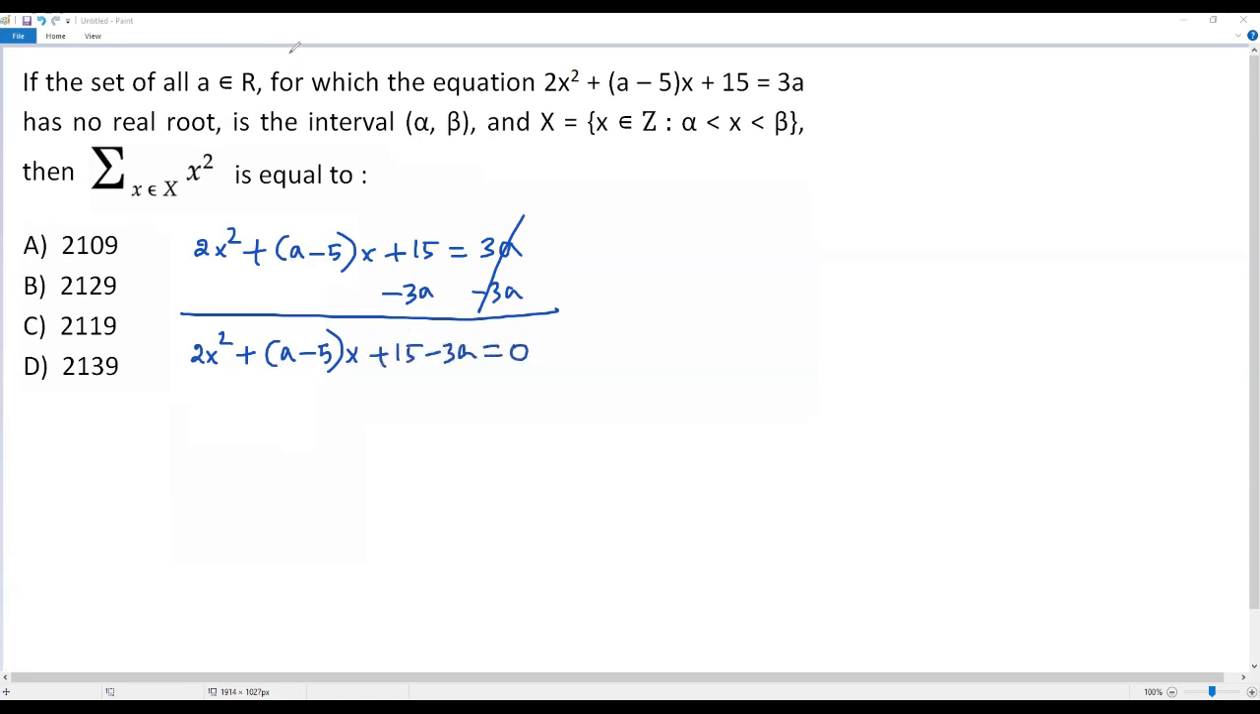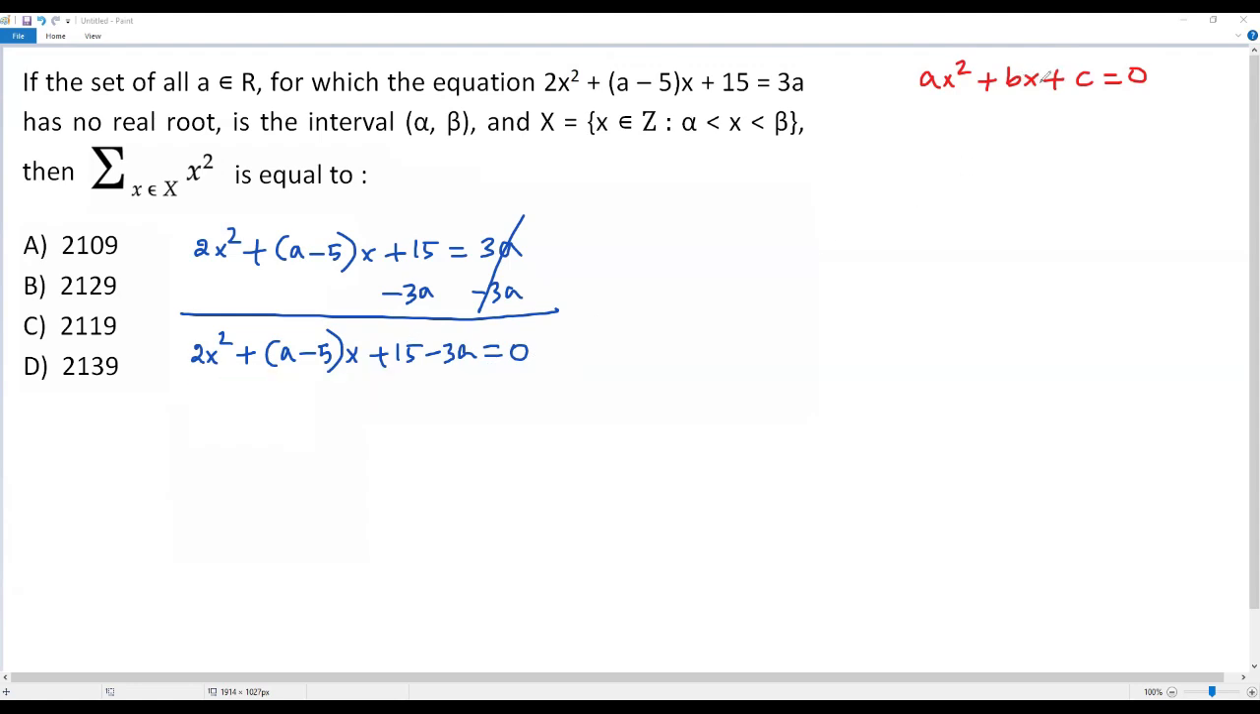Okay, now let me consider the quadratic equation in standard form, that is ax² + bx + c = 0. This is the standard form of a quadratic equation because we have all the terms on one side of the equation, and on the other side we have 0. In order to get the given quadratic equation in standard form, I subtracted 3a from both sides. Now we have all the terms on one side and 0 on the other side.